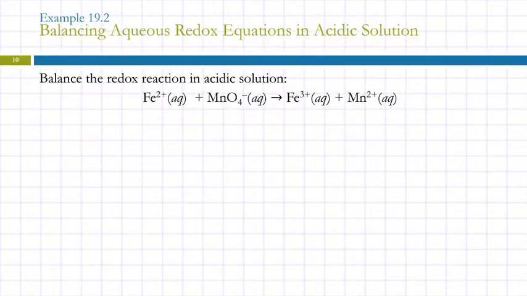Okay, here's one that's a little more complicated. Here I've got iron, 2+ going to 3+. Here I have the permanganate ion going to the manganese 2+ ion. You look at this equation, how would you balance that without doing half reactions? There's oxygen here, and there's no oxygen over there. What the heck? It's going to involve water. Yeah, because water participates in some of these reactions.